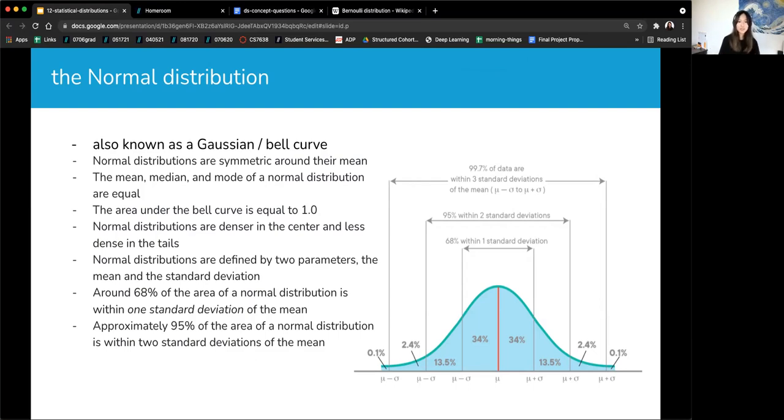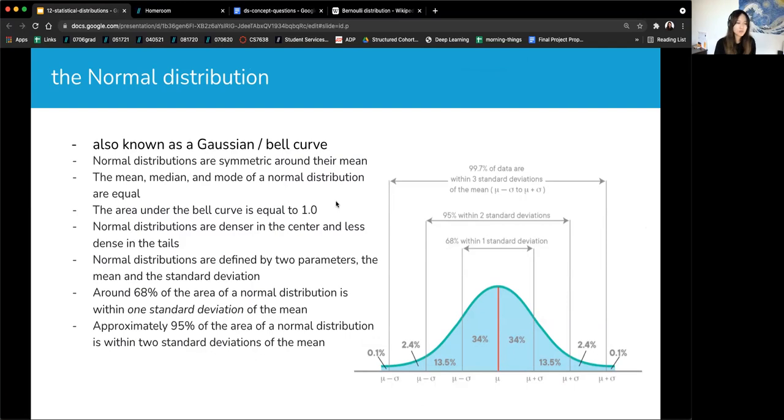So normal distributions can take many different shapes and sizes. The normal distribution is also known as the Gaussian or a bell curve. And it has a bunch of these characteristics. And we're just going to go through them one by one. As long as a distribution or a PDF looks like this, or has these characteristics, you can call it a normal distribution.